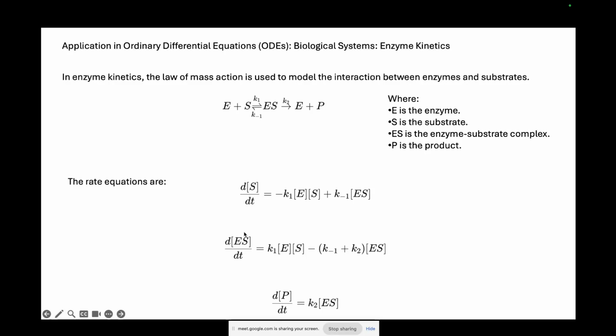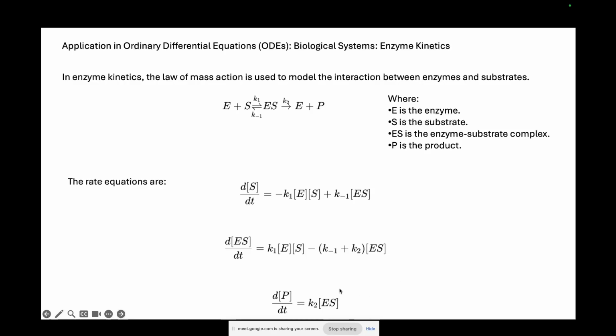Similar is the case for the rate of change of ES, which is getting formed from E and S. So a positive sign here, a negative sign here, because ES is getting broken down to E and P by K2, and ES is also getting broken down to E and S by K minus 1. So both of the rate parameters are also included in this equation. And the rate of formation of the product is quite simple. It's just K2 times the concentration of the enzyme substrate complex.